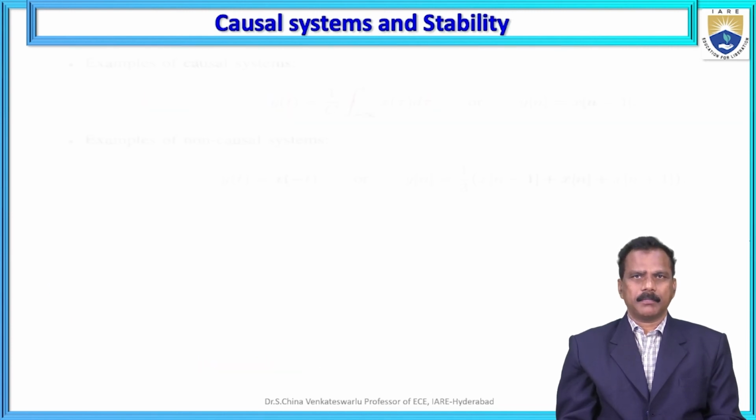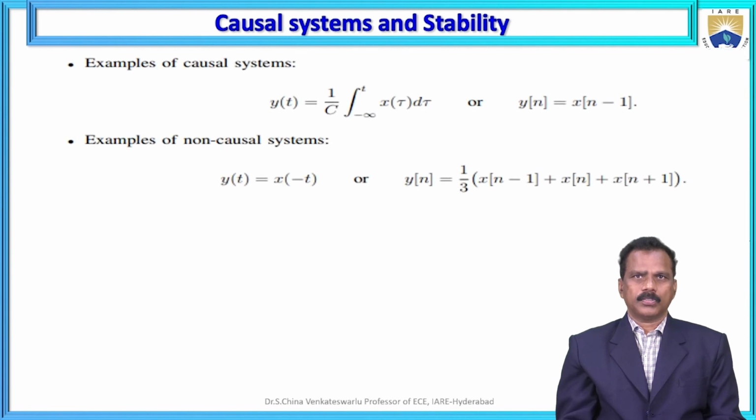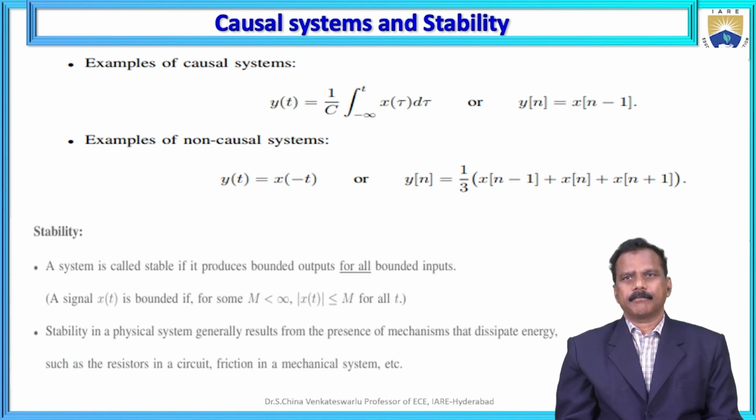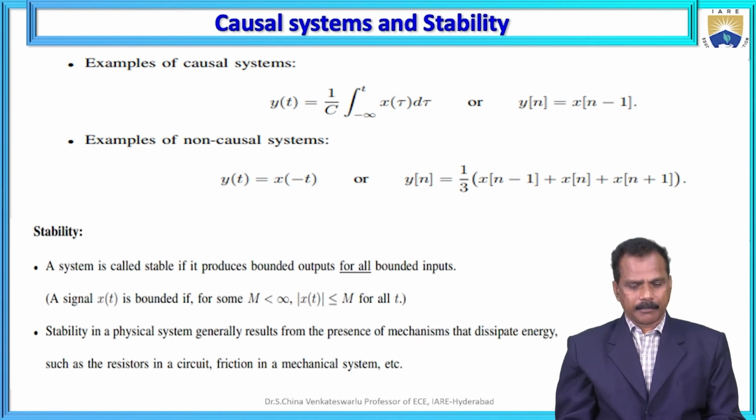Causal system and stability. Examples of the causal system we can represent mathematically: y of n is equal to x of n minus 1. Example of a non-causal system: y of n is equal to 1 by 3 times x of n minus 1 plus x of n plus x of n plus 1. So like this, a system.